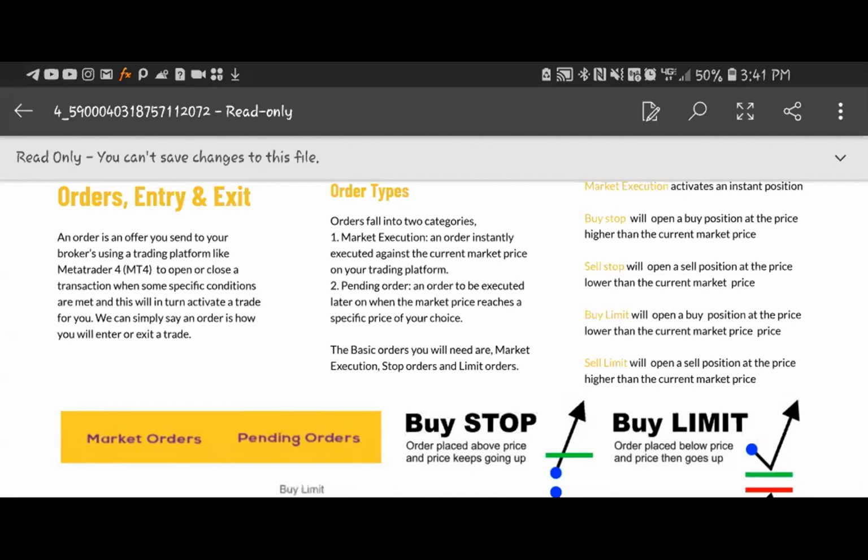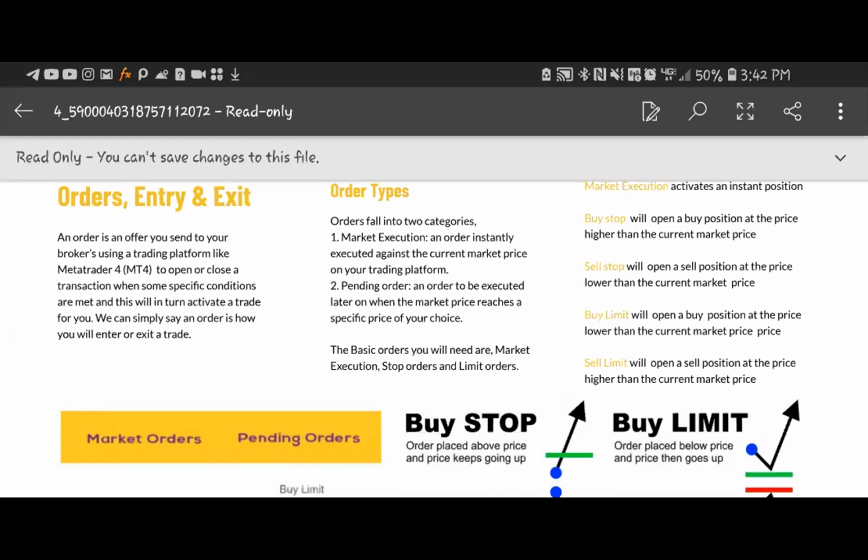So I'll go on to buy limit. Buy limit is when you set a buy position at a price lower than the current market price. All right. So let's say, for instance, Naira is 470, right? Remember, you always want to buy low. Always buy low. Buy at the support. Do not buy at the resistance. Always sell at a premium and buy low.